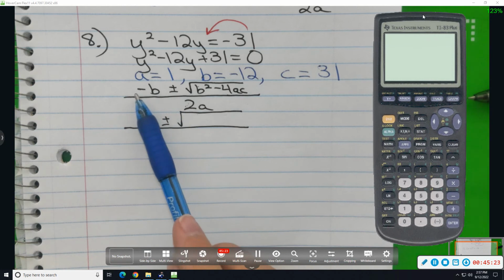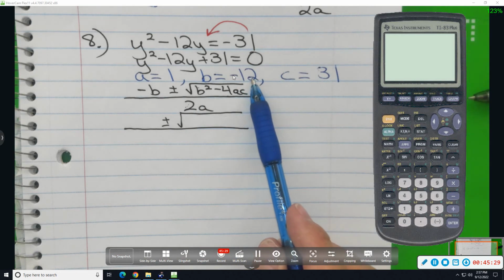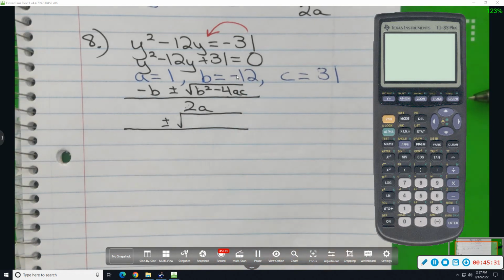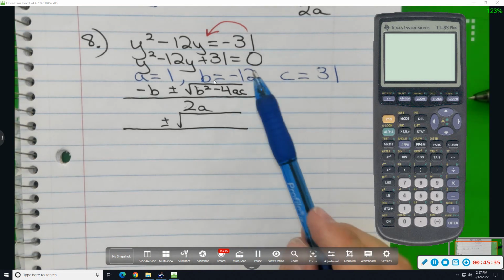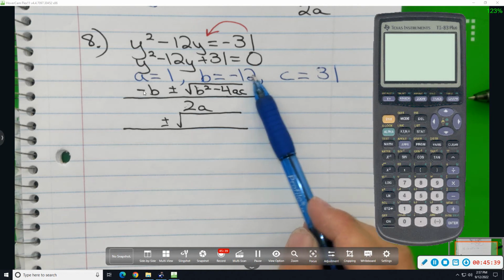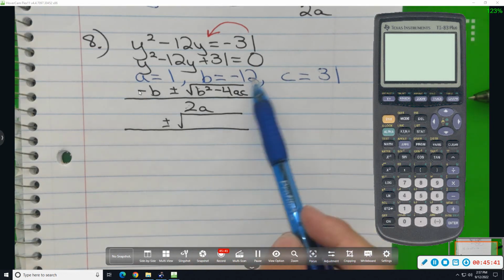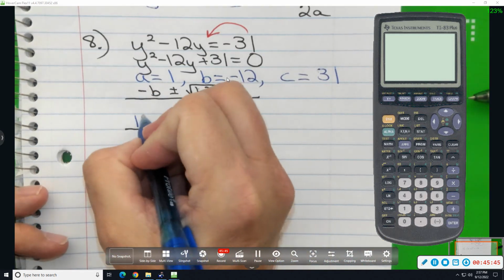This first thing, negative b, is just saying the opposite of b. B is a negative 12. What's the opposite of negative 12? A positive 12. So this is just saying change the sign on b. The negative 12 became a positive.